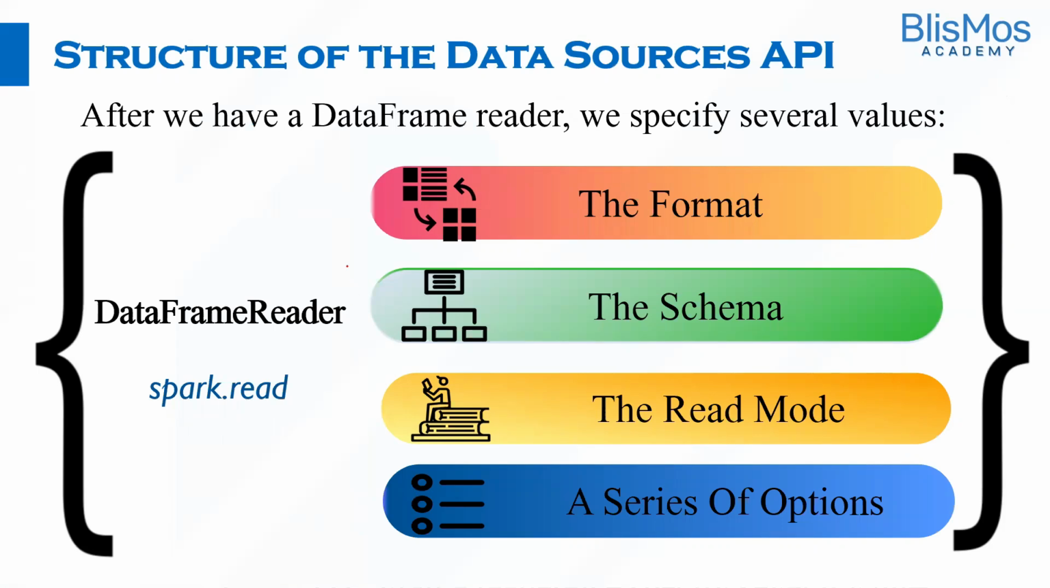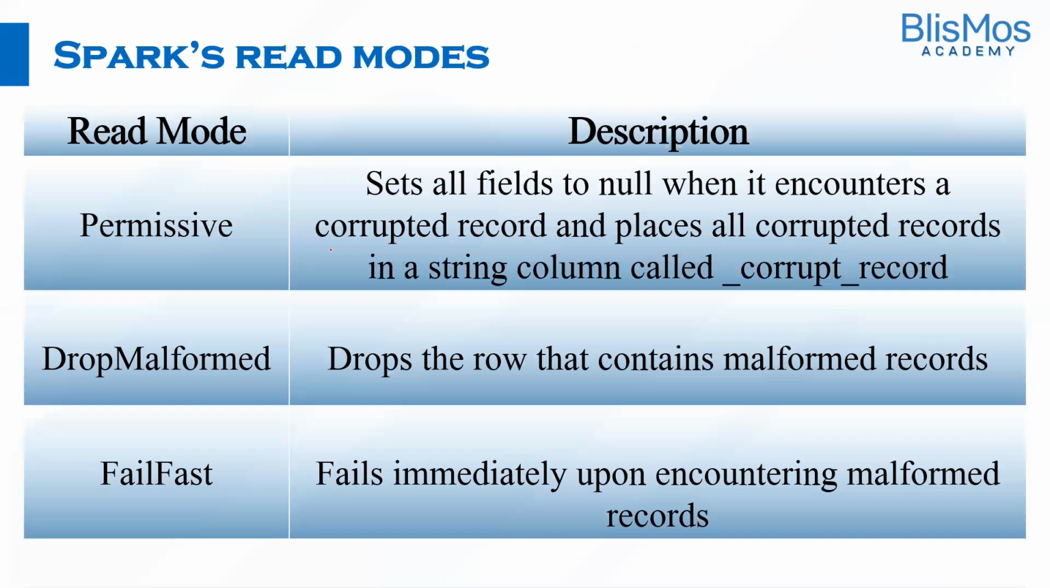After we provide a DataFrameReader, we have to specify options. Some of the very important options are the format, the schema of the data frame, what are the different read modes, which we will be seeing in a couple of minutes, and also other series of options. The series of options may be what would be the header, what would be the separator, can we compress the file or not. What are the different Spark read modes? We have permissive, we have dropMalformed, we have failFast. These are the three Spark read modes.